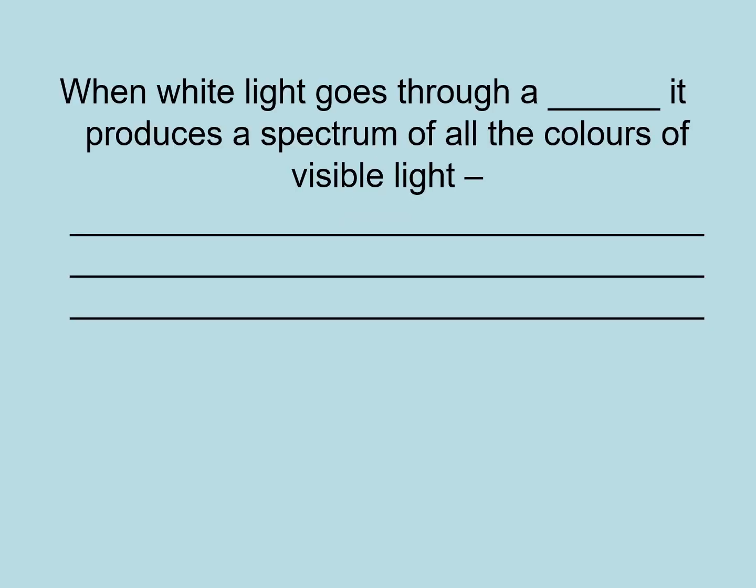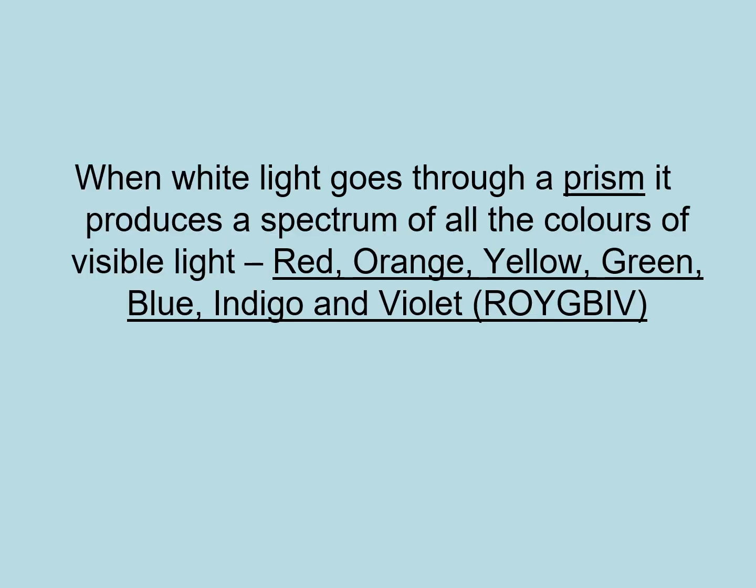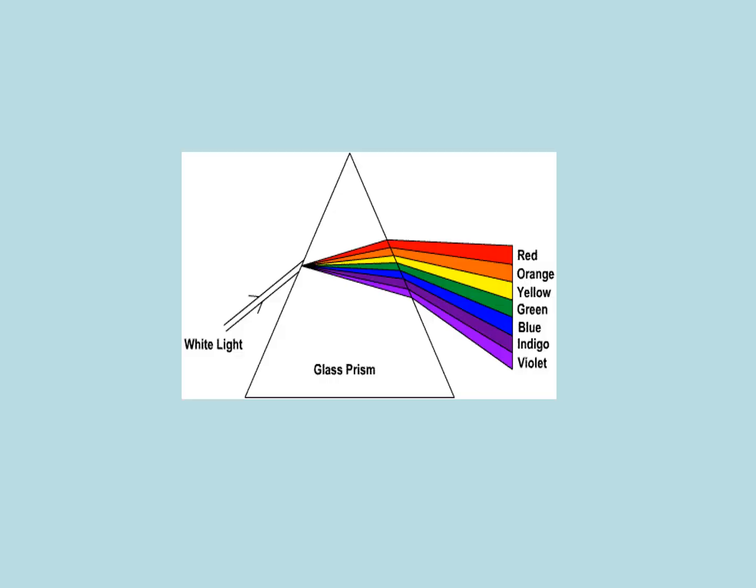But when white light goes through a prism, it produces a spectrum of all of the colors of visible light. Red, orange, yellow, green, blue, indigo, and violet. A useful mnemonic for this is Roy G. Biv. Here we see white light going into the prism, splitting up into the colors inside, and then coming out in the order Roy G. Biv.